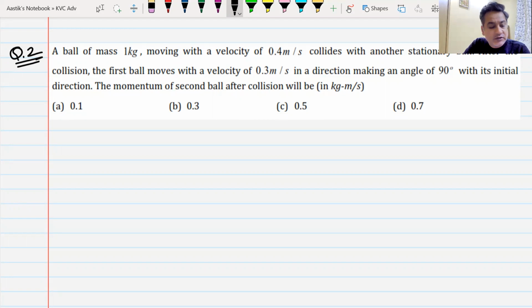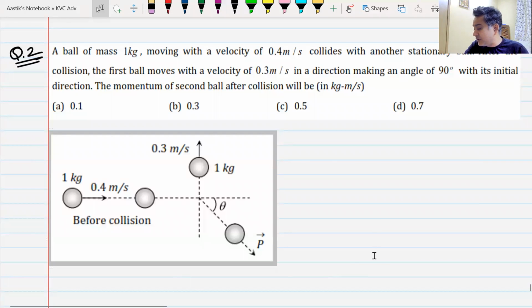So how are we supposed to do this? It is pretty simple. From where I see, you just need to draw a correct diagram. Once you understand the correct diagram, everything will come automatically after that. So this is the diagram that I am using. Initial momentum was only in the x-axis, right? Initial momentum along the x-axis is 1 multiplied by 0.4.